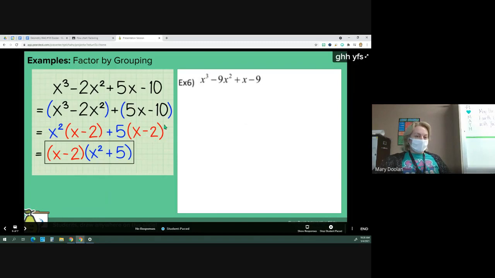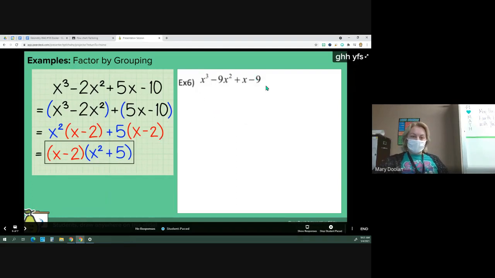And so they're using color coding here to show you that now this term and this term both have a common factor of that red x minus 2. So that's now the GCF of this entire binomial. And that x minus 2 gets factored out. And what you're left with is what's in blue. X squared plus 5. And this is totally factored.